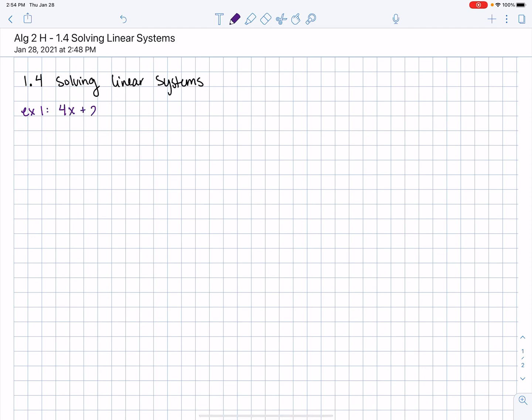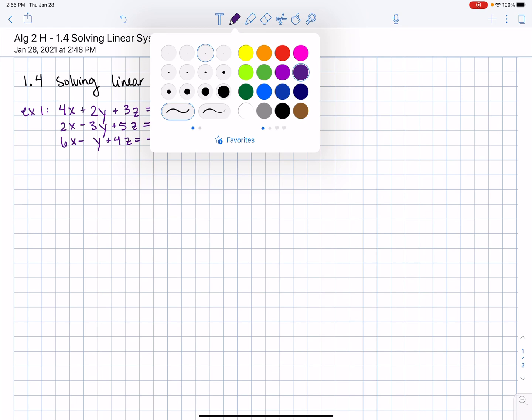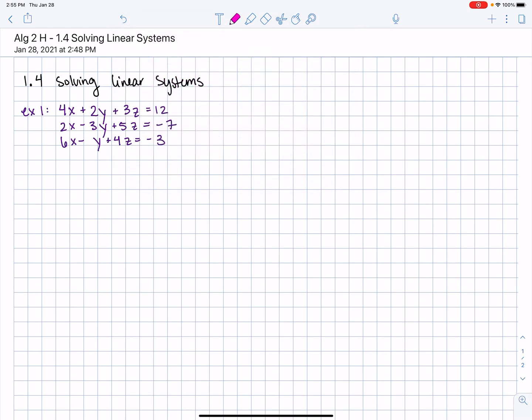So 4x plus 2y plus 3z is equal to 12. That's equation 1. 2x minus 3y plus 5z equals negative 7. And your last equation is 6x minus y plus 4z is equal to negative 3. Okay, and as I work through this, I'm going to talk a little bit about steps.